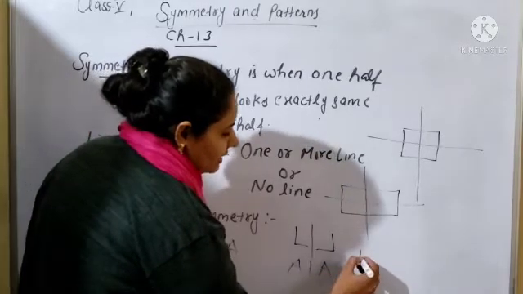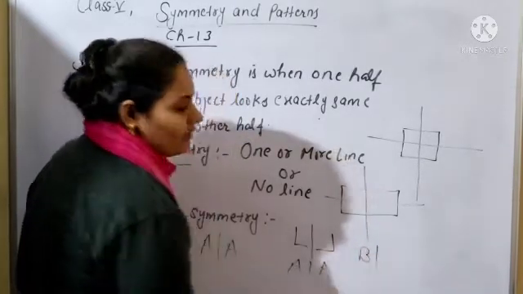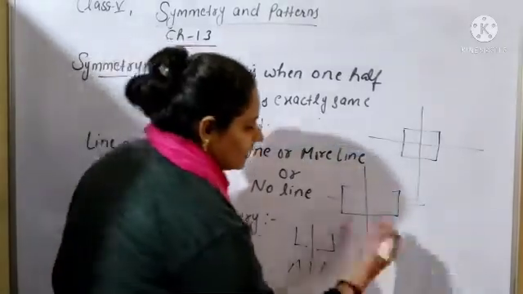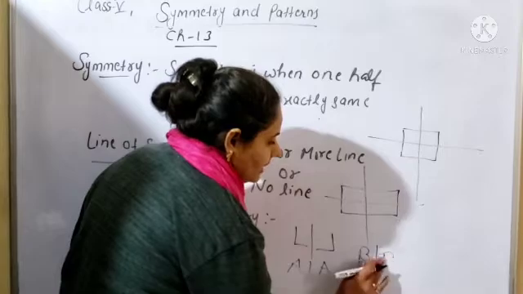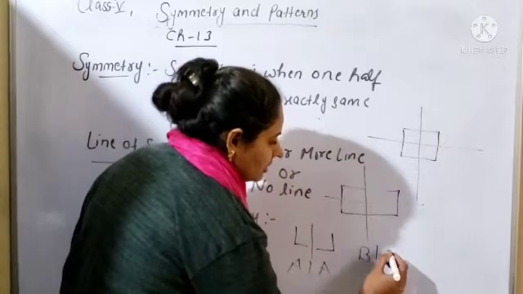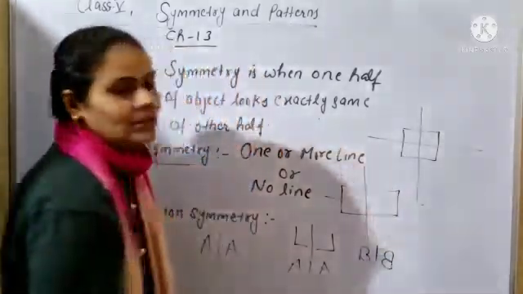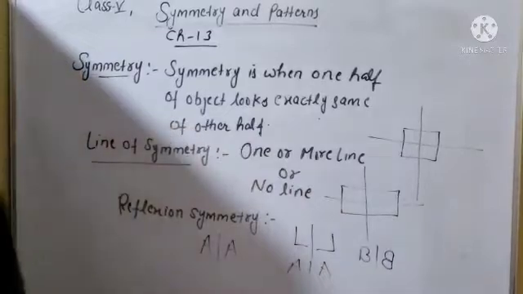But if you are taking the letter B, how will it look in the reflection symmetry? It will look like this letter. Okay, so this is called the reflection symmetry. Is it clear, all of you?